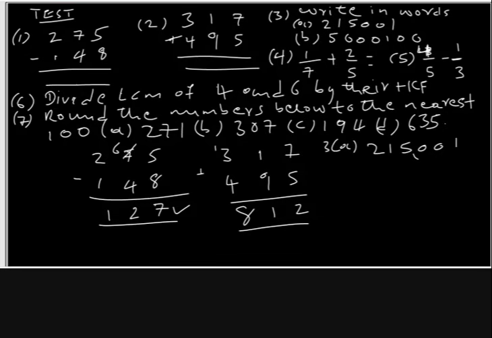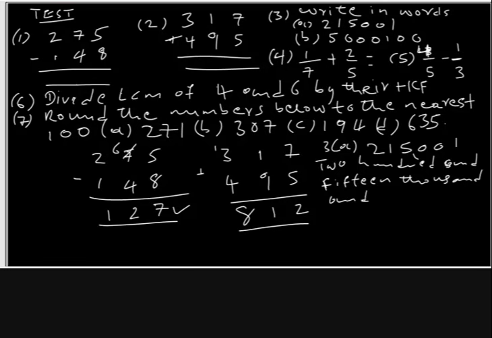This is 215,001. That's 215,000. Make sure you spell correctly. 200 and 15. So 215,000 and the 1. 215,000 and the 1. Very important. That's for the first one.